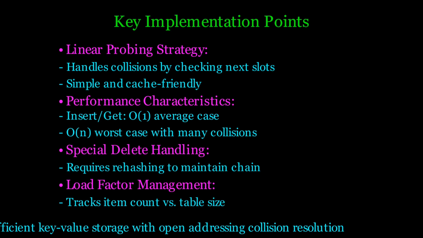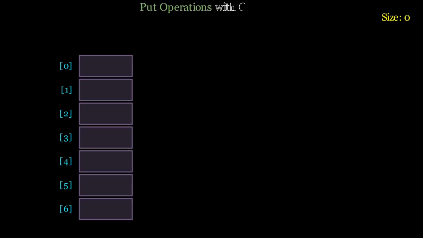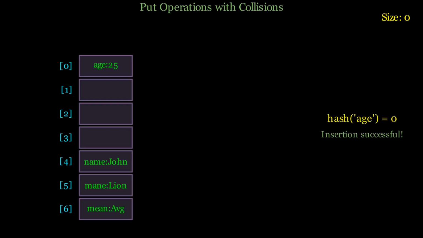And finally, we track the load factor by keeping the count of items versus the table size, which helps us to know when we need to rehash our table. This implementation demonstrates an efficient approach to key value storage using open addressing collision resolution. The combination of a good hash function and linear probing provides a balance of simplicity and performance for many applications.